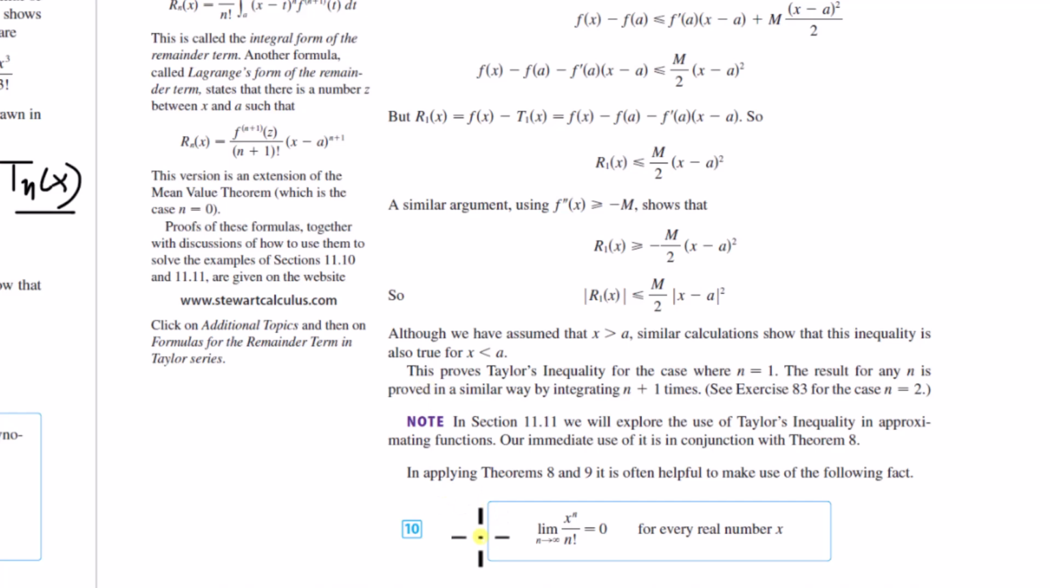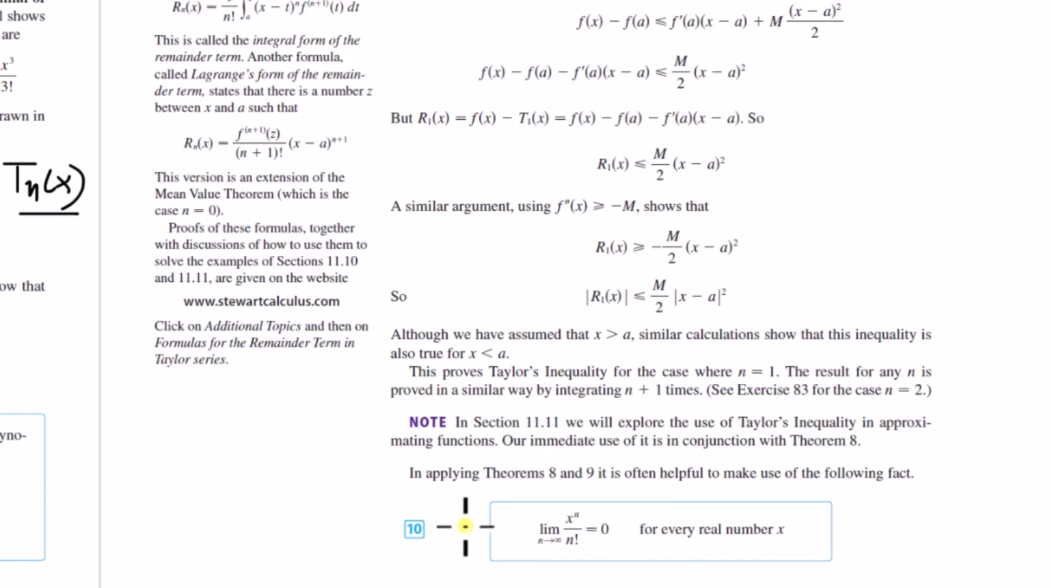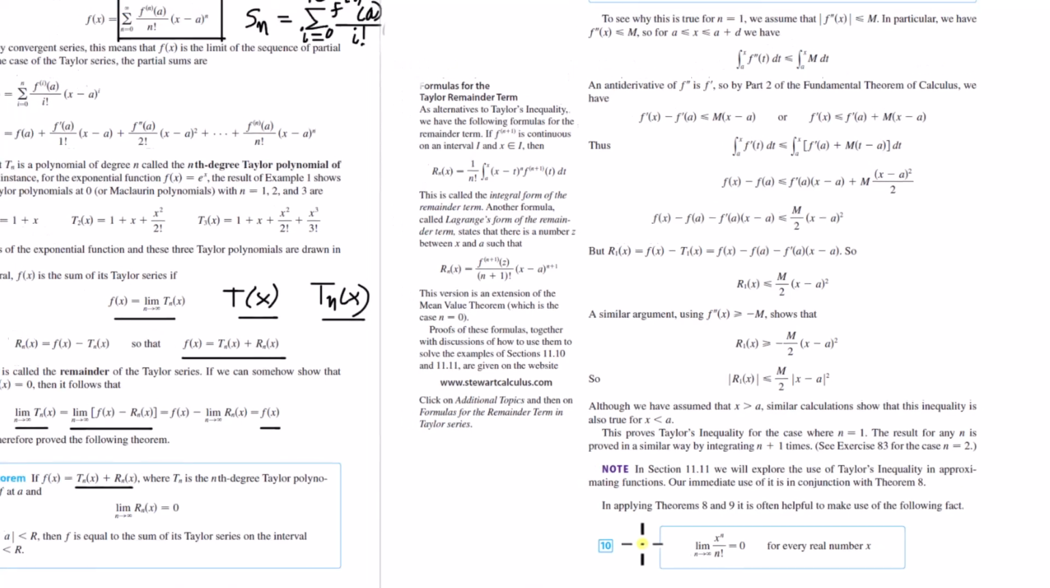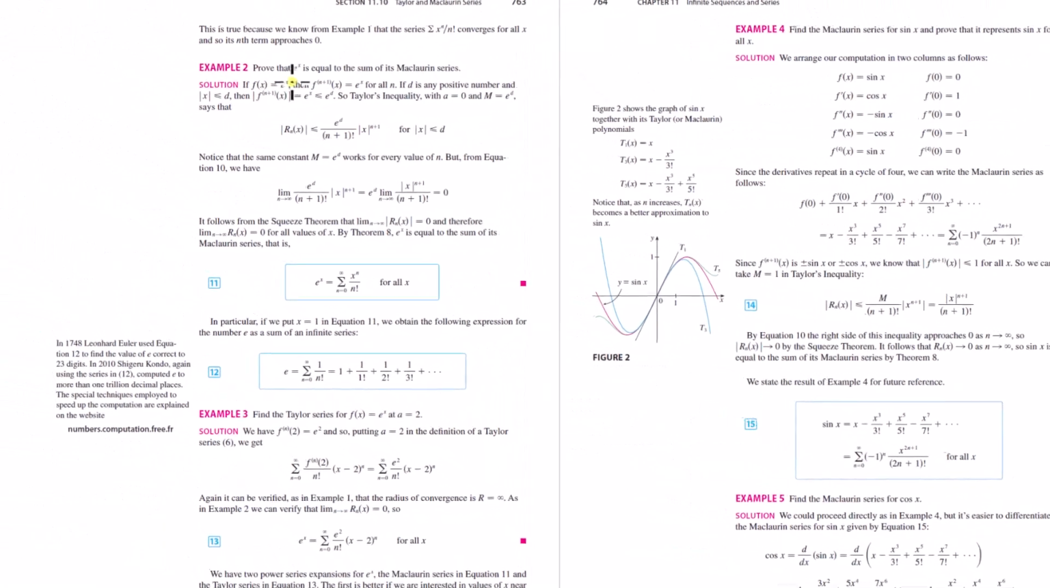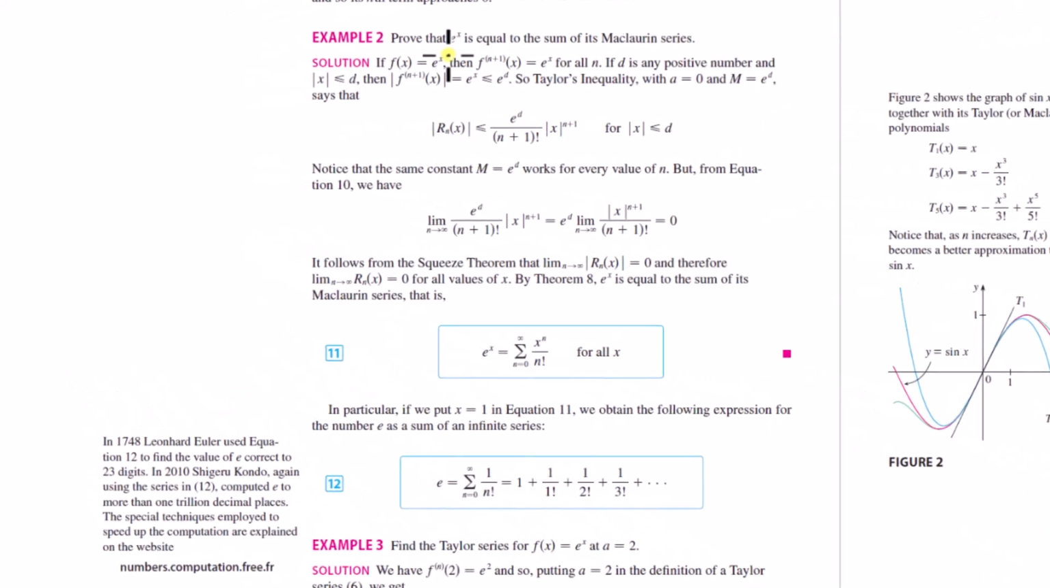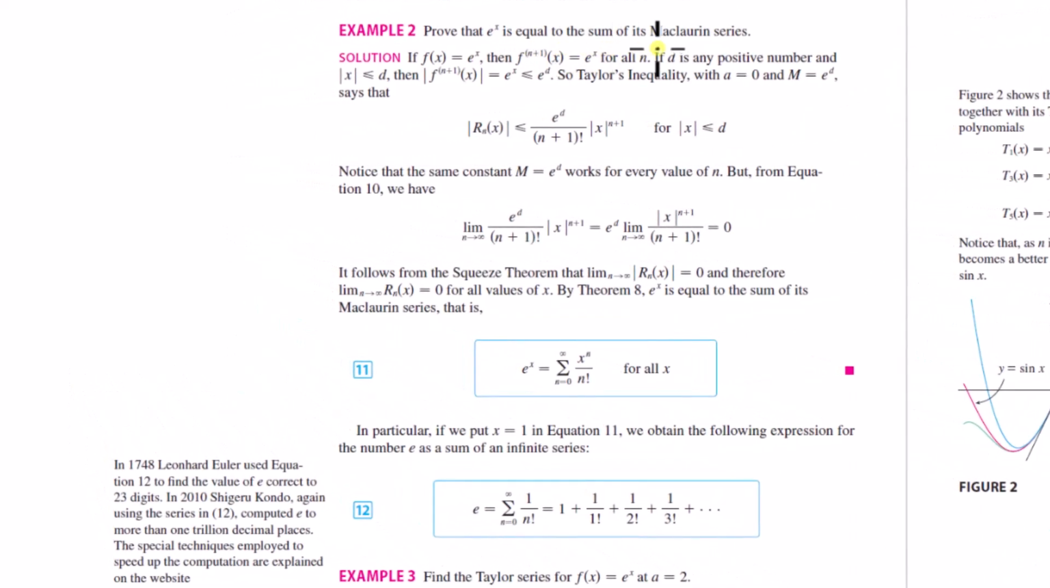Okay, so let's take note that this limit here is equal to 0. You have to use this limit for a lot of the proofs that f of x is equal to its Taylor series. Okay, so let's prove that e to the x is equal to the sum of its Maclaurin series.